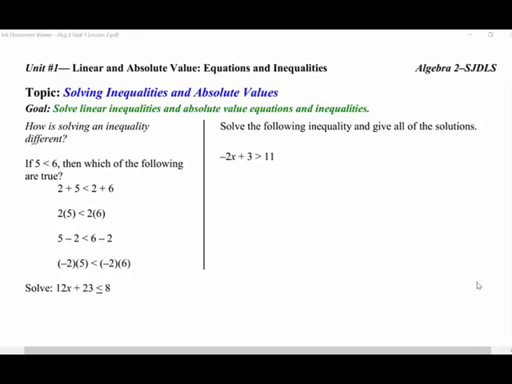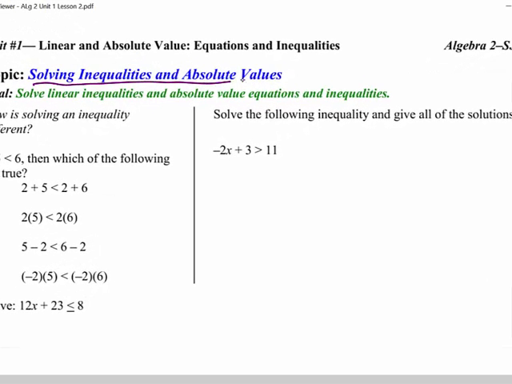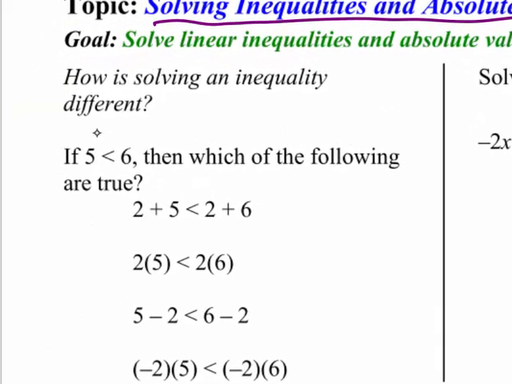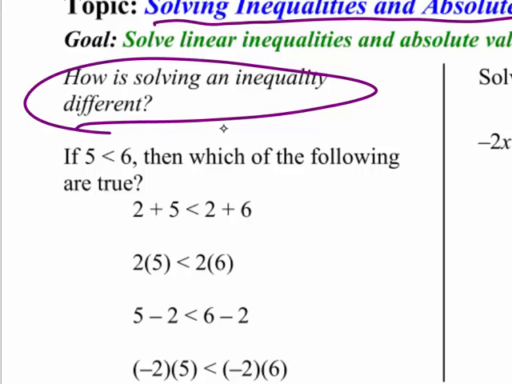Okay, here we go. Solving inequalities and absolute values. So the thing you have to remember about inequalities, how is solving an inequality different? Well, if you start with the concept 5 less than 6, you can add 2 to both sides. You get 7 less than 8.